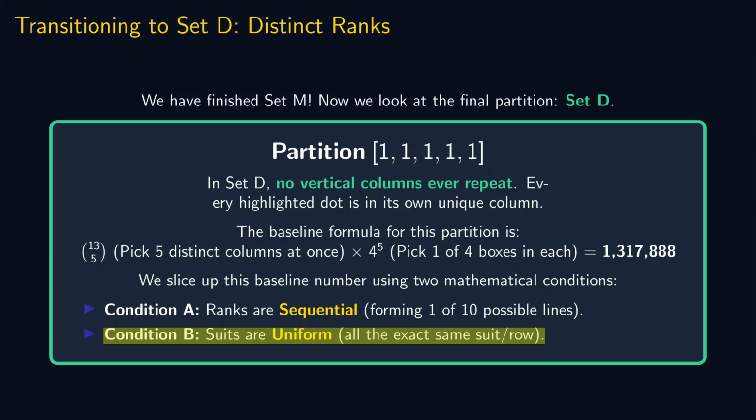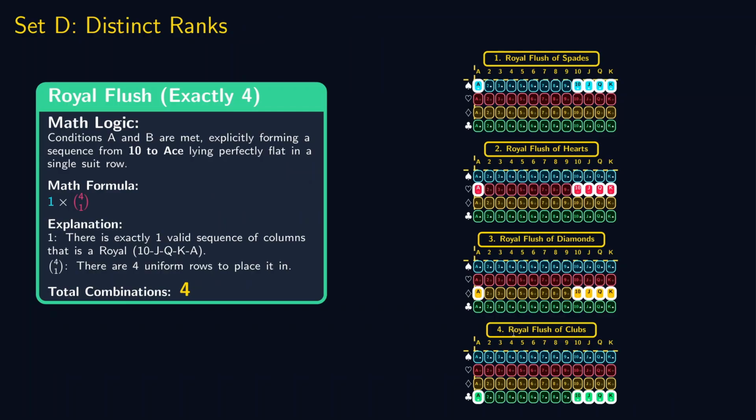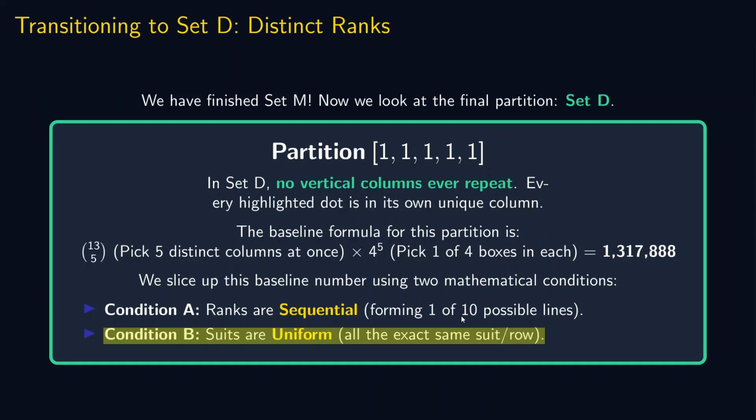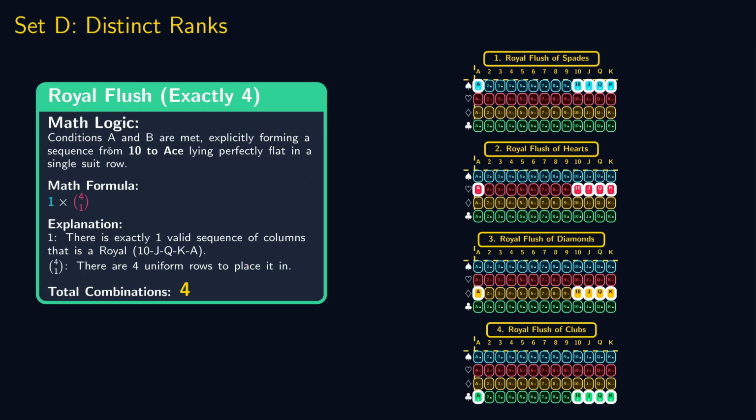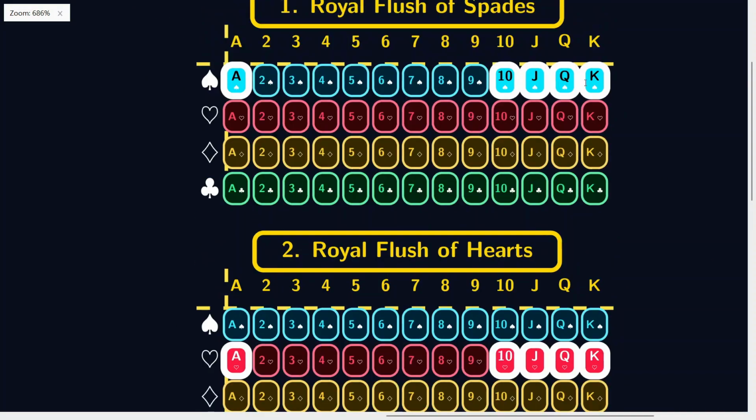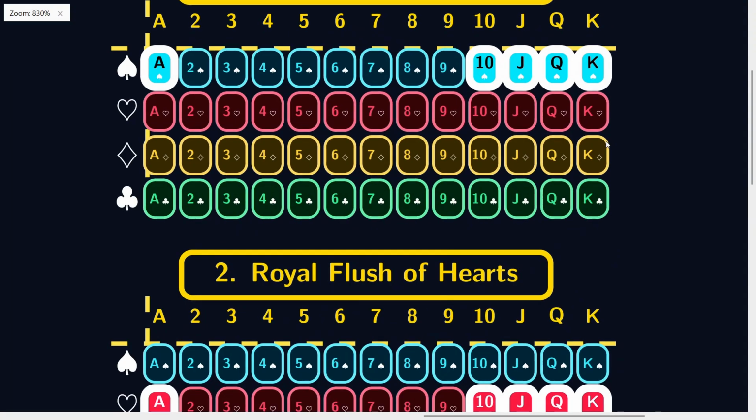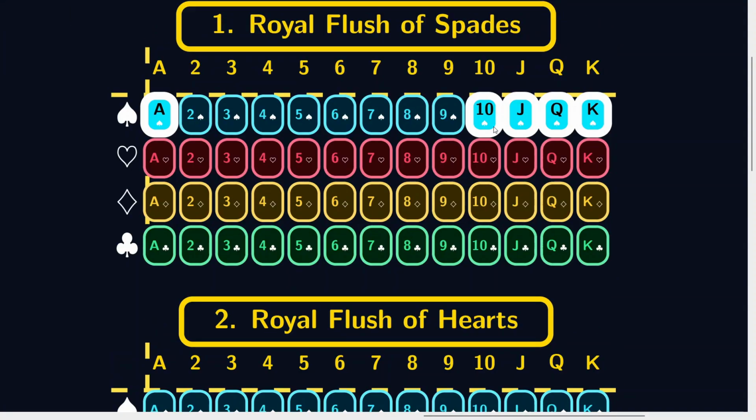Let us begin with the hand that satisfies both conditions at once. The columns are sequential, and all the dots sit in the same row. This is the straight flush, and specifically now we are going to look at its rarest and most celebrated form, the royal flush. In the grid, a royal flush is visually unmistakable. 5 consecutive columns from 10 through ace, that is, the 10 column, the jack column, the queen column, the king column, and the ace column. All 5 dots sit in the exact same horizontal row, meaning all 5 cards share the same suit. The entire hand is perfectly flat across one row, occupying exactly those 5 consecutive columns.